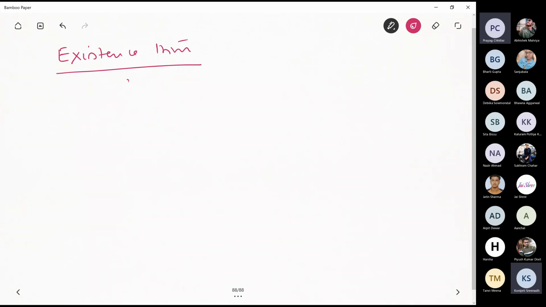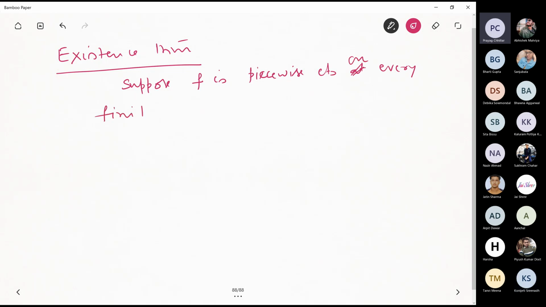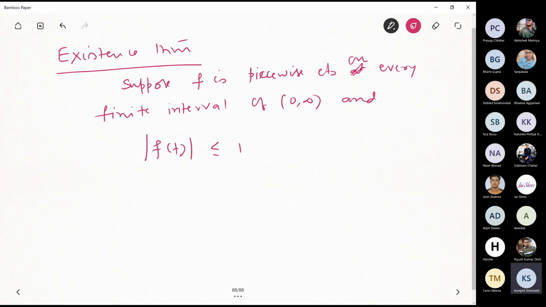Existence theorem. Suppose f is piecewise continuous on every finite interval of 0 to infinity, and it satisfies the condition, |f(t)| ≤ M e^(kt). These functions are known as exponential growth functions.